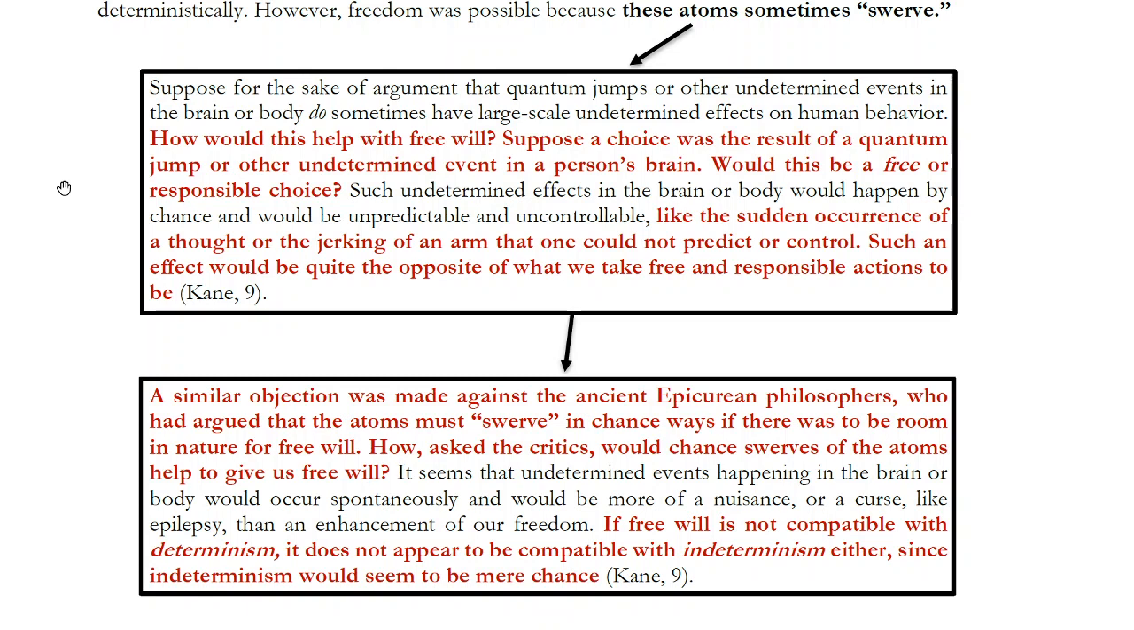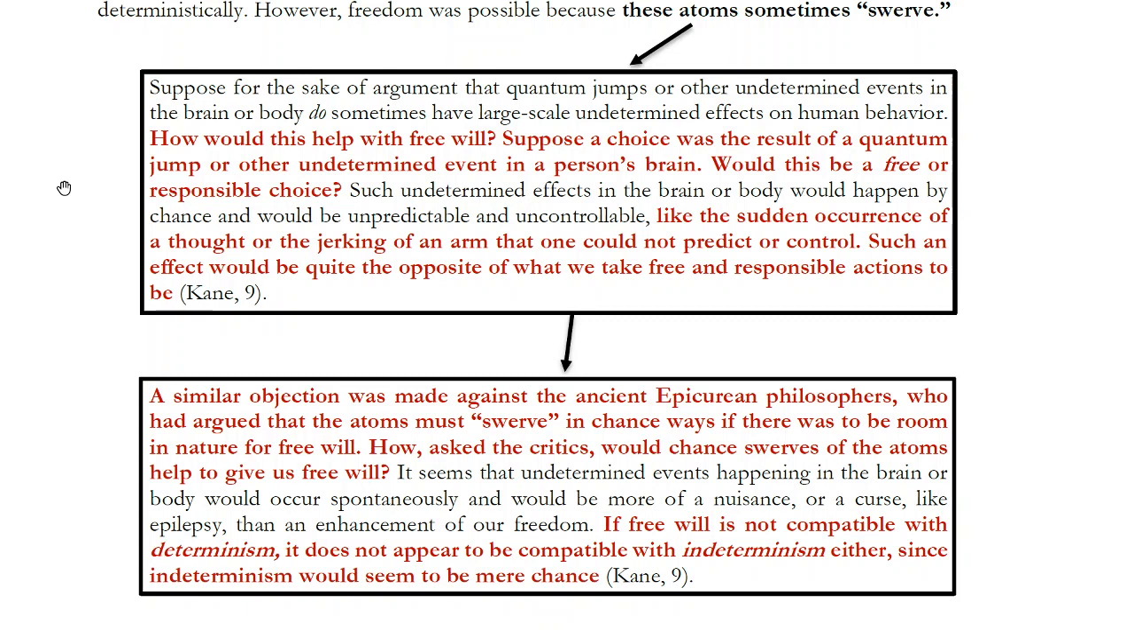So Kane explains, suppose for the sake of argument that quantum jumps or other undetermined events in the brain or body do sometimes have large-scale undetermined effects on human behavior. So what's he saying? Well, let's just suppose, and again, we're not saying whether this is true or not, but let's just assume for the sake of argument that our human actions are sometimes caused by just undetermined events in the brain, right? Chance occurrences in the brain, which could not be predicted even by Laplace's super-intelligent being. So let's suppose that's true.